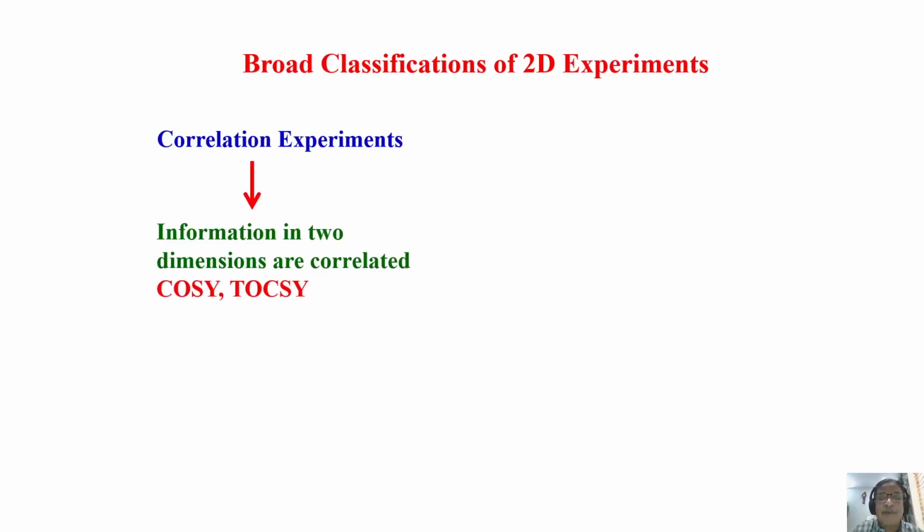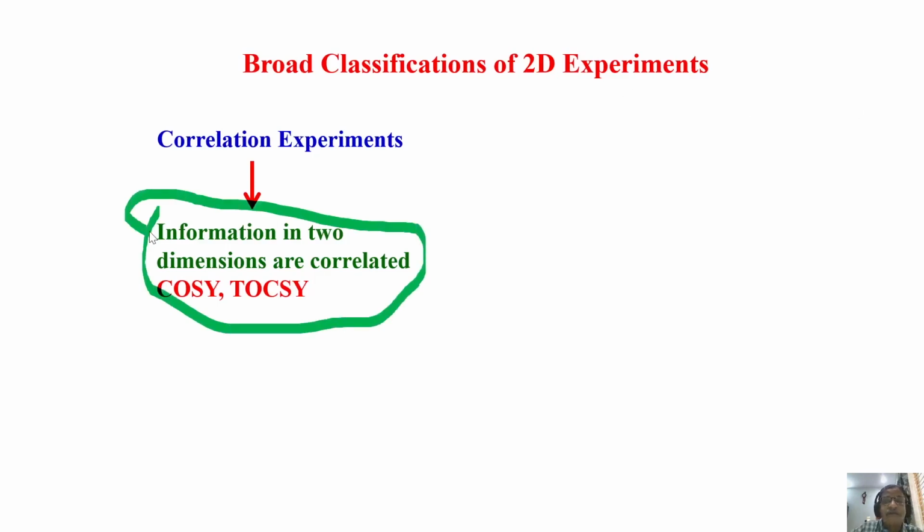Okay, the broad classification of 2D experiments is like this. One is correlation type experiments, where information in 2 dimensions are correlated. What type of information is correlated? It can be chemical shifts of homonuclei. For example, I have a molecule, a reasonably big molecule which I showed you recently, with 5 different chemically inequivalent protons. Not big, okay, a molecule with different types of chemically inequivalent protons present. Now, when I wanted to analyze the spectrum, what was I looking for? Coupling pattern, so that I know which is the coupled neighbor for each proton.